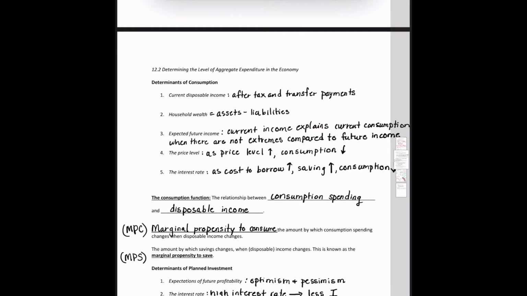Current disposable income is personal income minus personal income taxes plus transfer payments. It is essentially determined by how much money consumers receive within a given year. Then we saw household wealth. That equals assets minus liabilities. So your home and your bank account and your stocks and bonds, any investments you have, minus any loans you have, mortgages, etc.